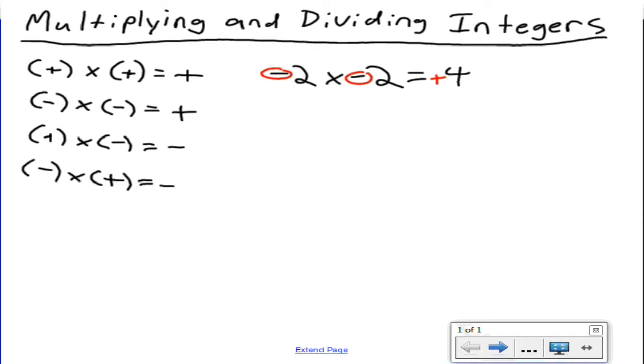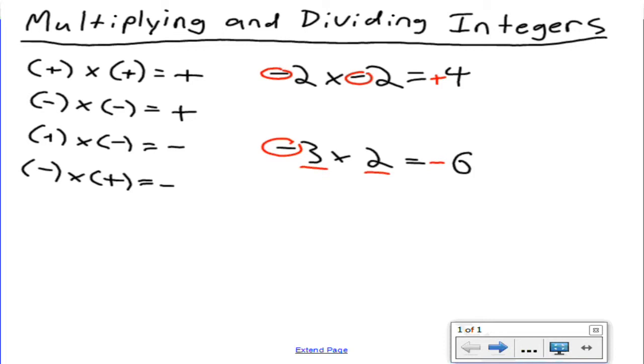So if I'm multiplying a positive times a negative, for example, let's do negative 3 times positive 2. Okay? Ignore the symbols and just multiply the numbers. 3 times 2 equals 6. I look at my symbols and I say I'm multiplying a positive times a negative. So that always is going to be a negative. My answer is negative 6.